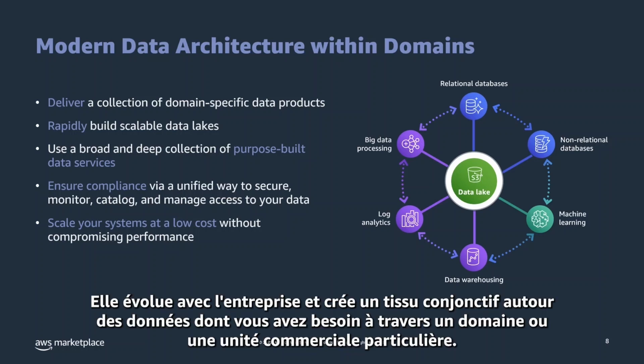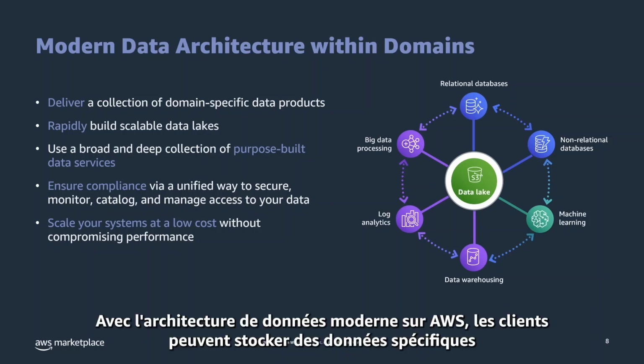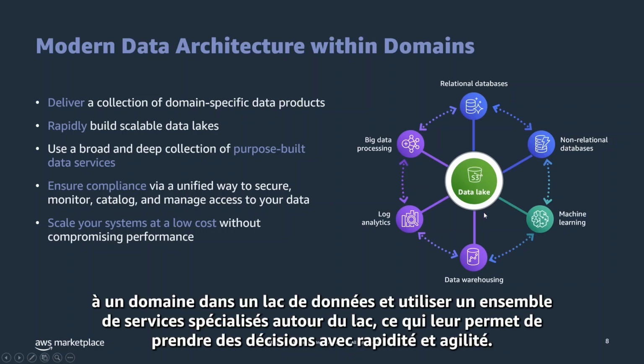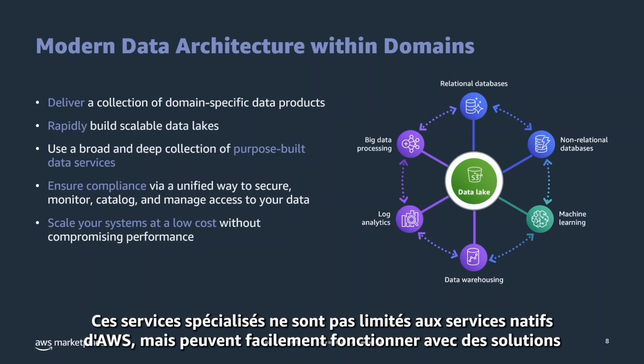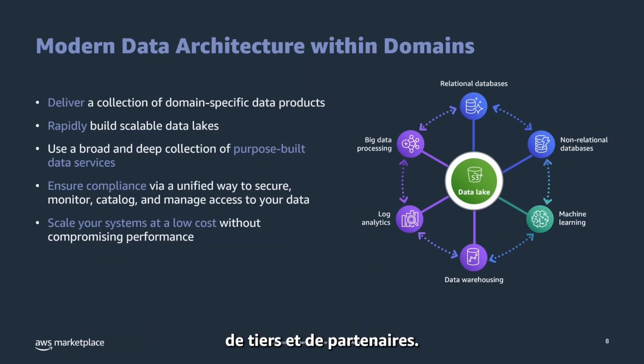It grows with the business and creates a connective tissue around the data that you need from across a particular domain or business unit. With the modern data architecture on AWS, customers can store domain-specific data in a data lake and use a ring of purpose-built services around the lake, allowing them to make decisions with speed and agility. These purpose-built services are not restricted to AWS native services, but can easily work with third-party and partner solutions.